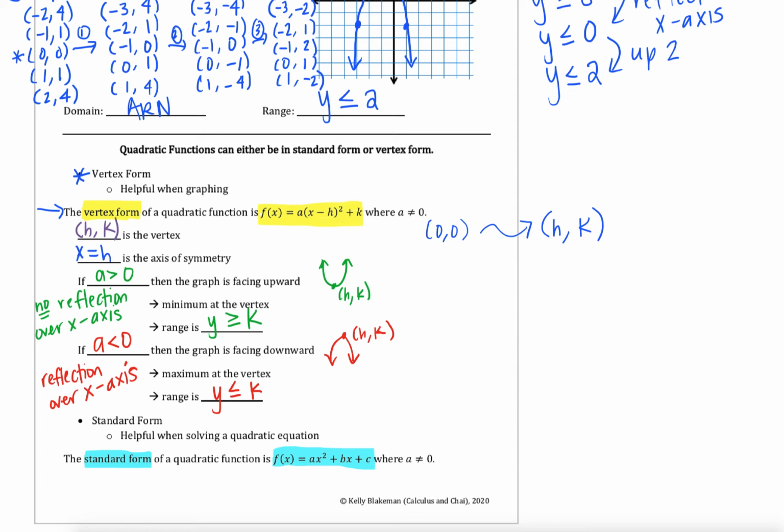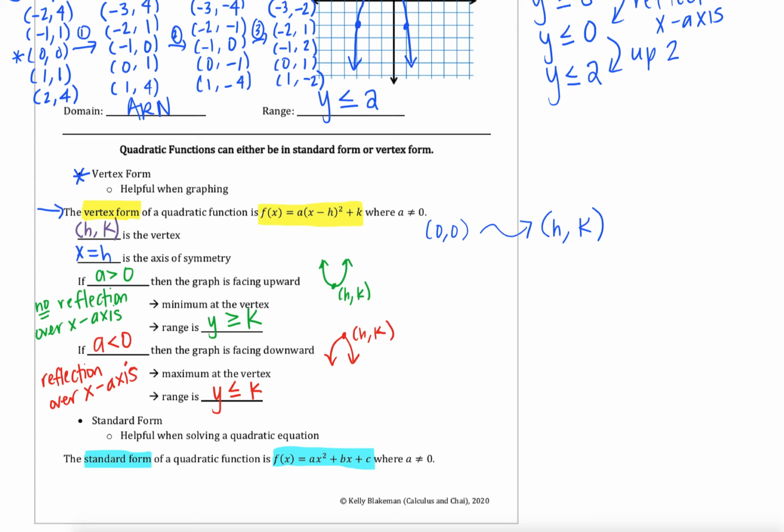The other thing that I can find from vertex form is, since I have the vertex, we know the axis of symmetry runs directly through the vertex and is the vertical line x equals h, and that matches up with the x coordinate in our vertex being h, as well as x equals h in our axis of symmetry.